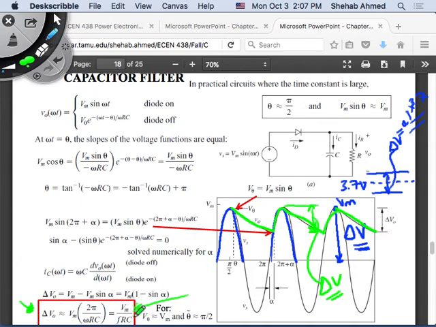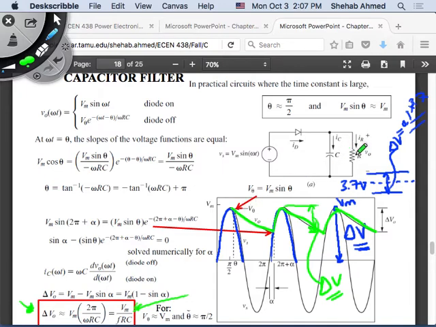What else did we say as well? What else does this equation say? If I increase my resistance for the same everything else, then also my ripple will decrease. Makes sense or not? Remember how we said that what's happening here is that the capacitor is starting to discharge. Where is it discharging? It's discharging to the resistor.